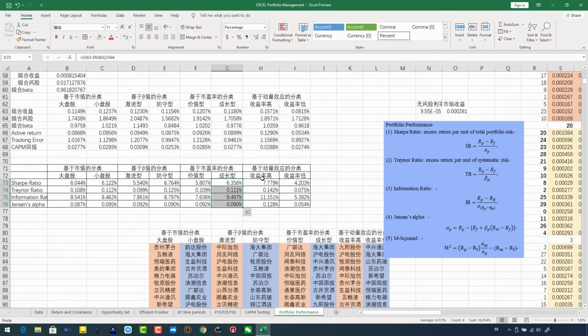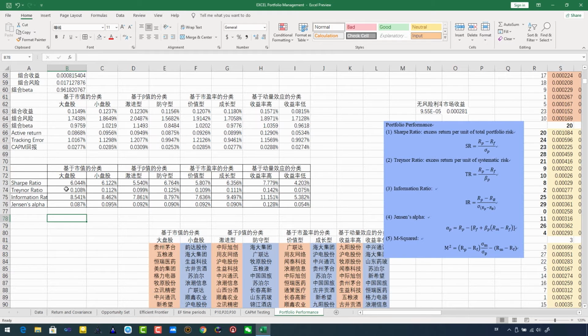And the last one is the momentum effect. For the momentum effect, let's have a look. From the result, definitely the momentum effect works, and the past winners will continue to win, and past losers will continue to lose. So we will follow this momentum effect. And so that's based on different categories.